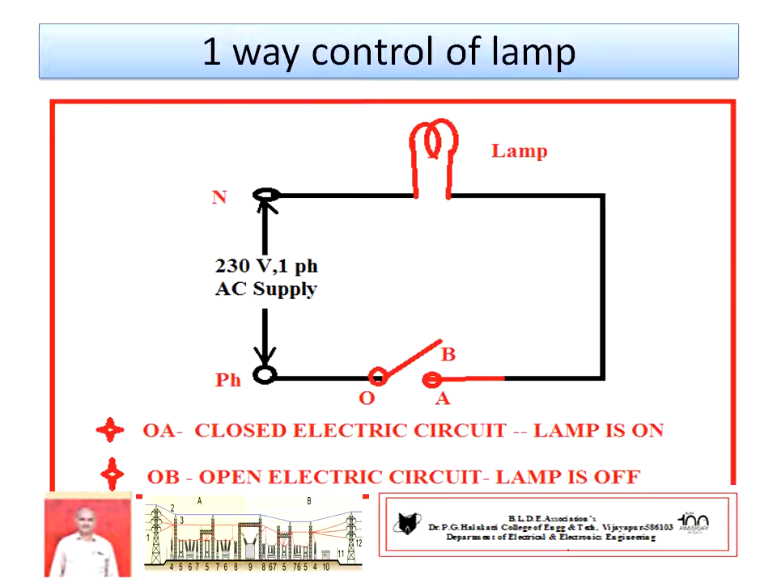When it is in the OA position, such a position of the switch is referred to as off or open. In an open circuit, there is no flow of electric current, hence the lamp is off. Try to understand, these things are very important. When the switch is in the off position, the contact is in the OB position. When the switch is in the on position, it is in the OA position. Such a control of a lamp by one switch is referred to as one-way control of a lamp.